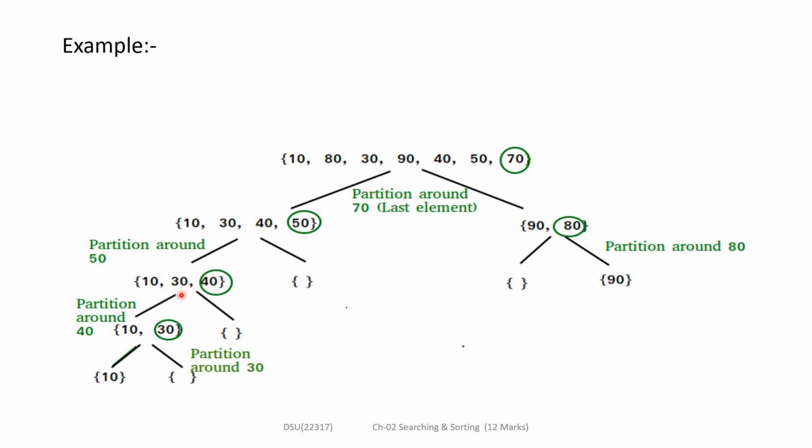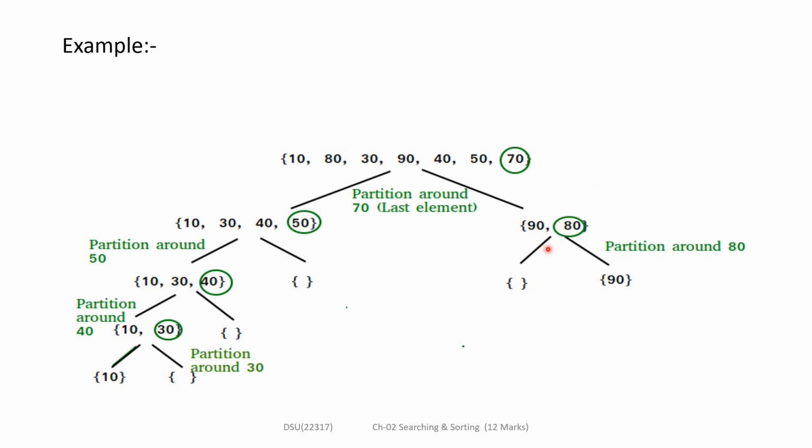Again we have to select the pivot point and partition. Then 30, 10. Again this is an empty array because there is no element in the list which is greater than 40. Then 30 is a pivot point. This is 10, and the partition around 30 is the empty list.